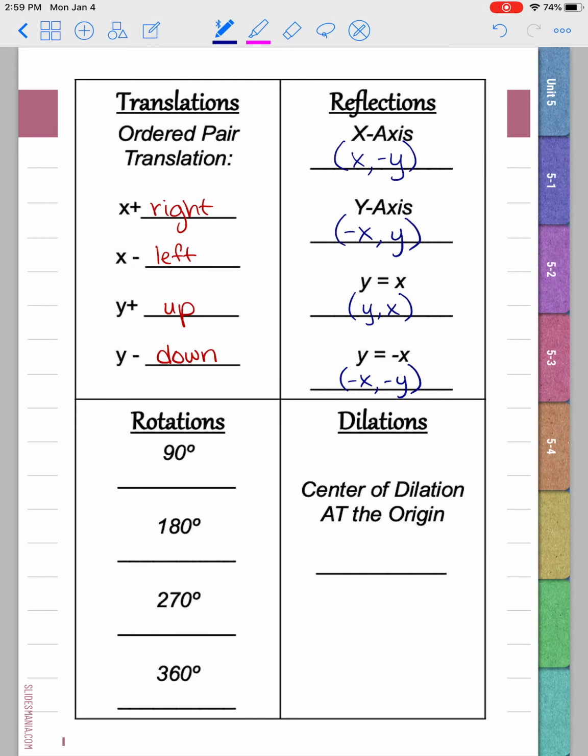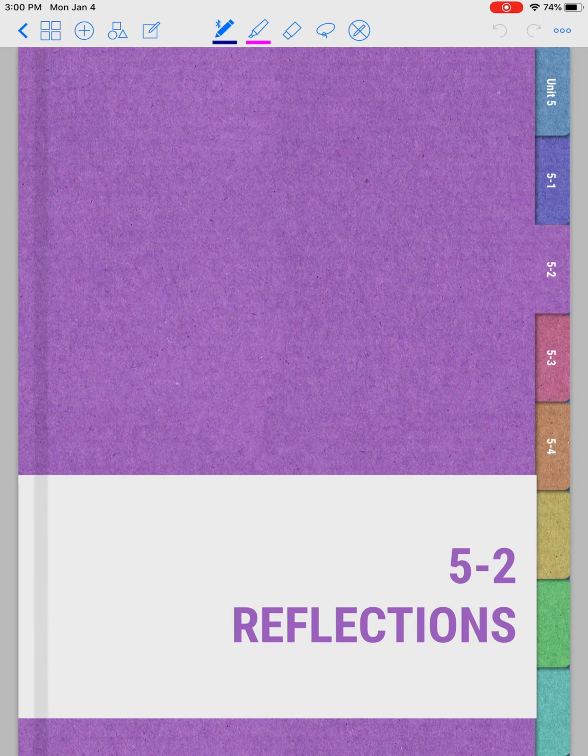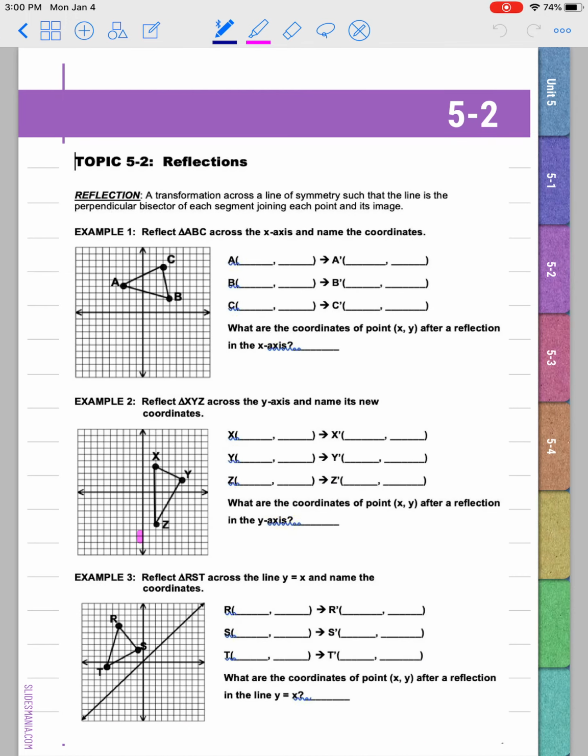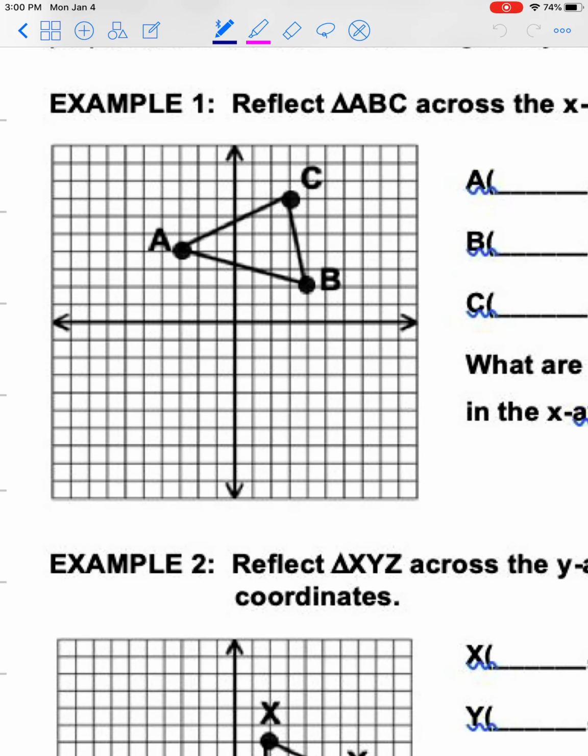Okay, so let me show you how these work. So let's go to our notes under reflections. The first one we're going to look at is the x-axis. Always pay attention to where your line of reflection is. So I like to highlight my line of reflection because it makes it visually easier for me to see the reflection. You can do it one of two ways. You can write down your coordinates and use the trick that I showed you, or you can use the graph.